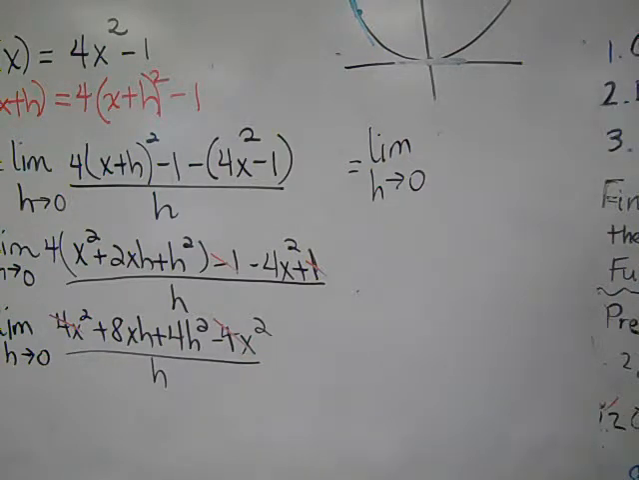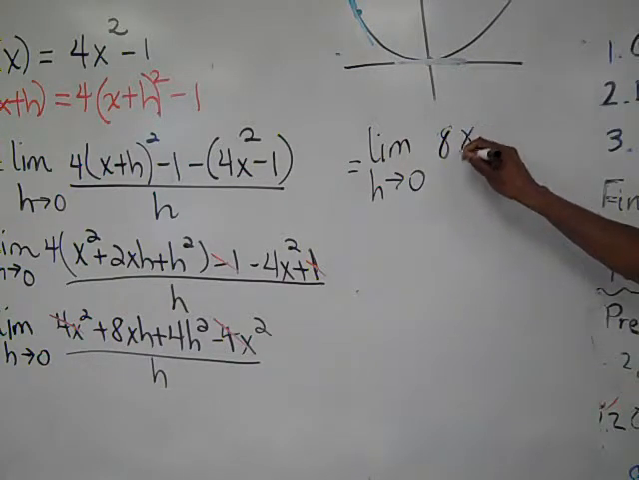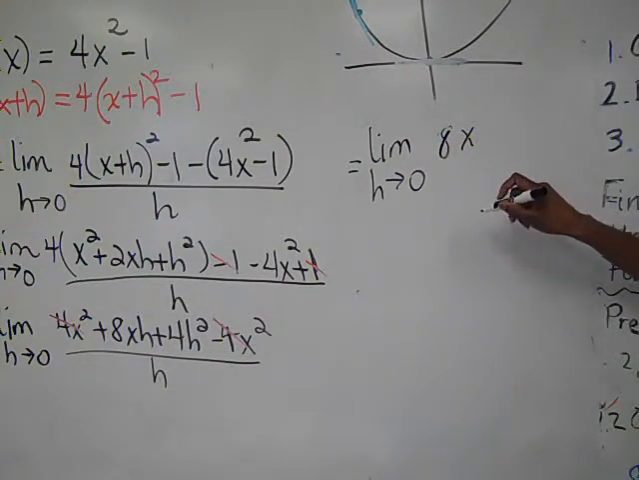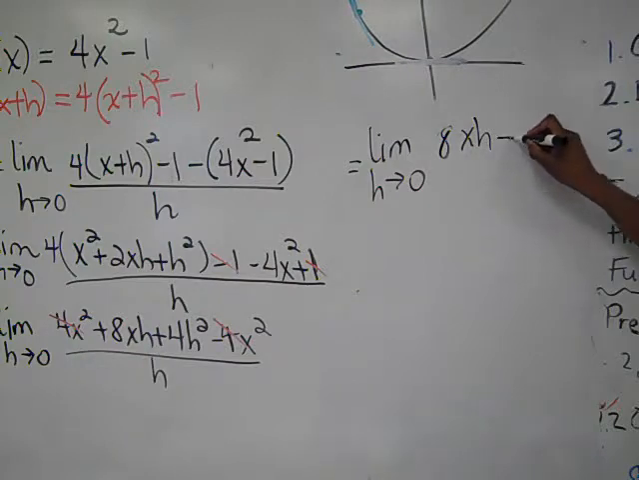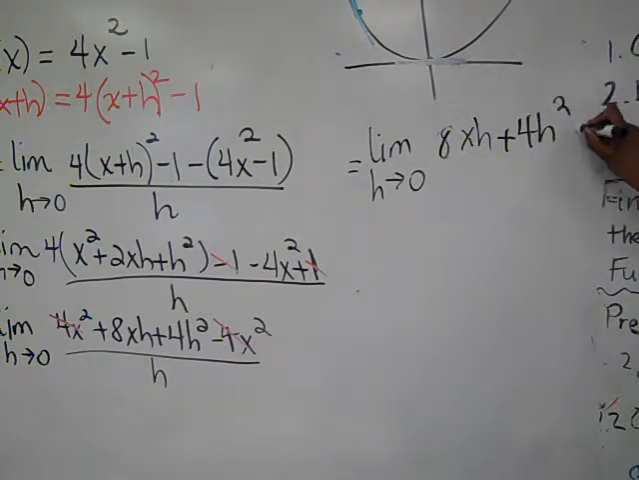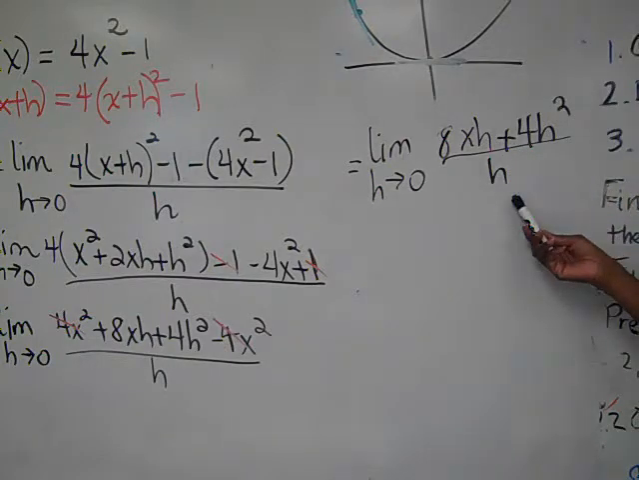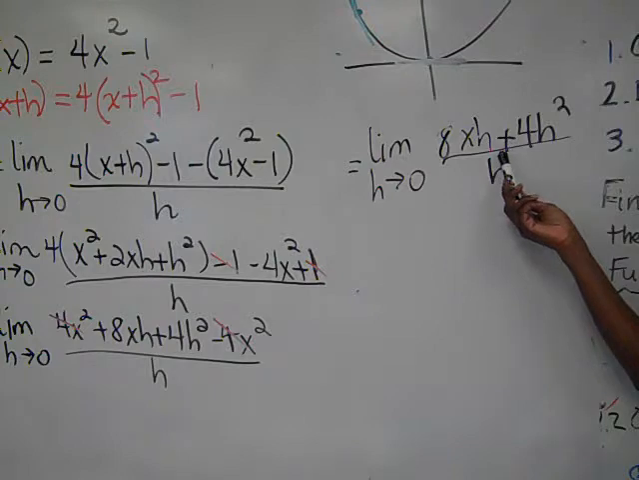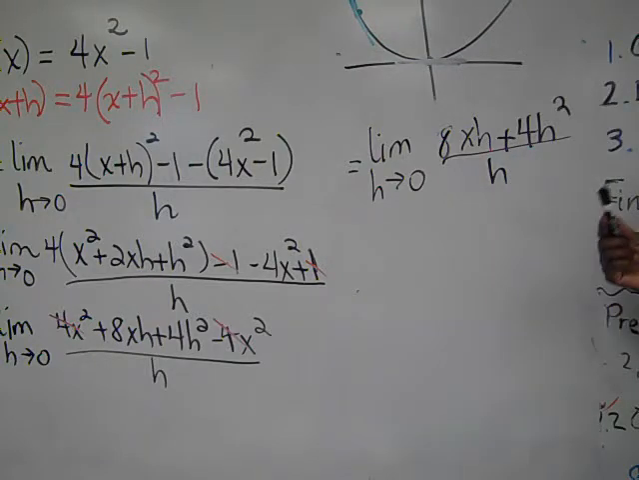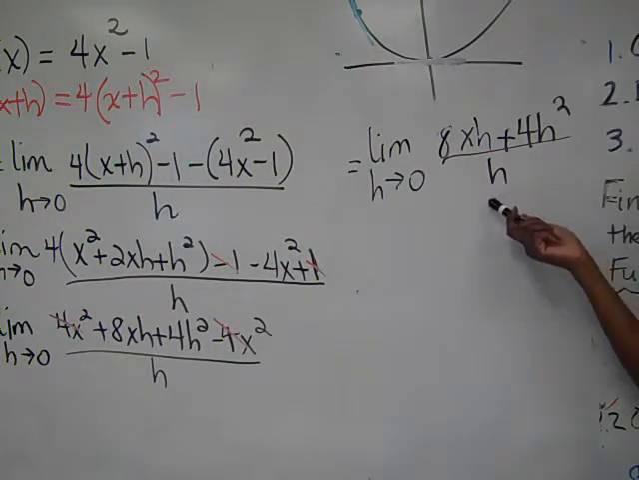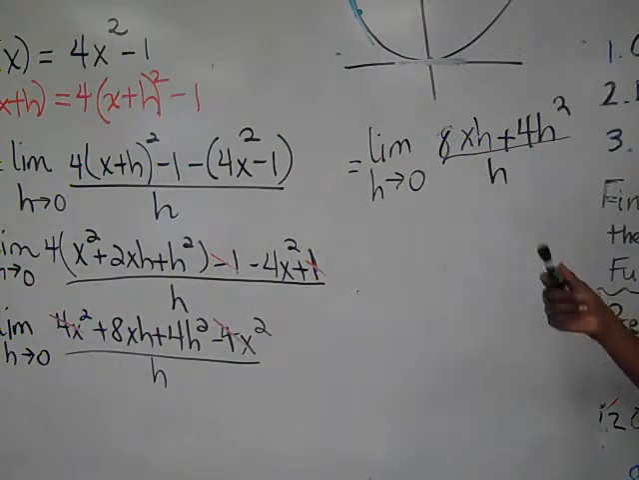I'll wait till you catch up writing. 8xh plus 4h squared, all over h. Let me let you catch up. Doesn't one h cancel? Now, careful, you don't want to divide out the h's when there's a plus or a minus here, because that's math jail. But you do want to be able to get rid of that h, and you'll do it by factoring.